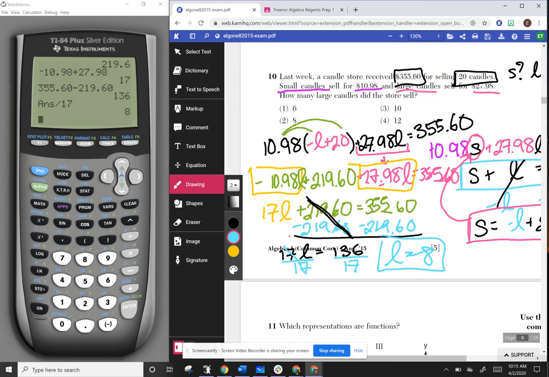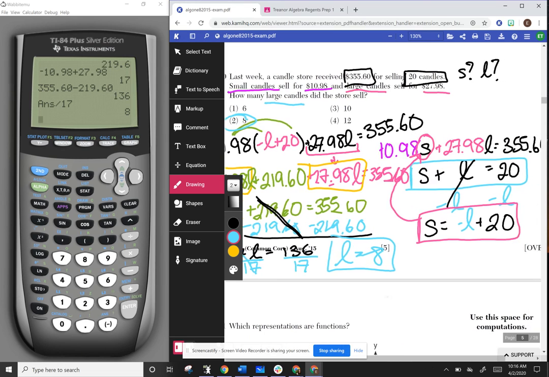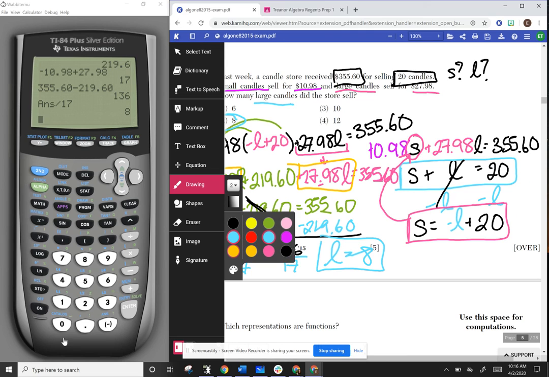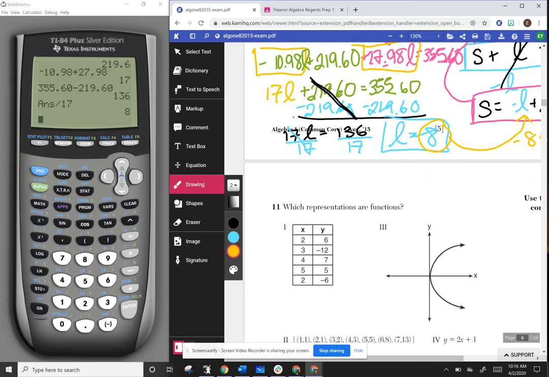Let's go back to the question. It did ask how many large candles that we're selling, so we know that's 8. If it was asking for small, all we would need to do is take 8 and substitute it into L. Negative 8 plus 20. So that means they sold 12 small candles. But this one was looking for large, so we're done.